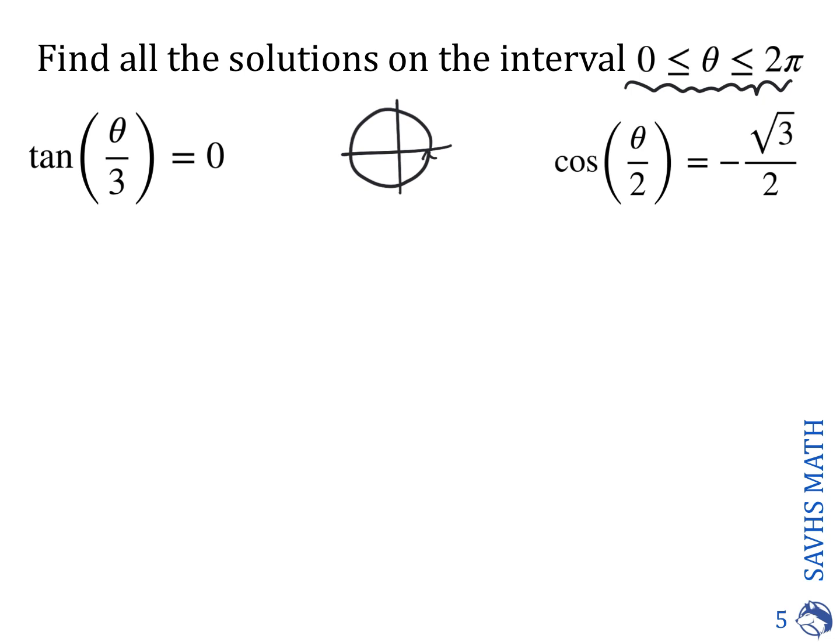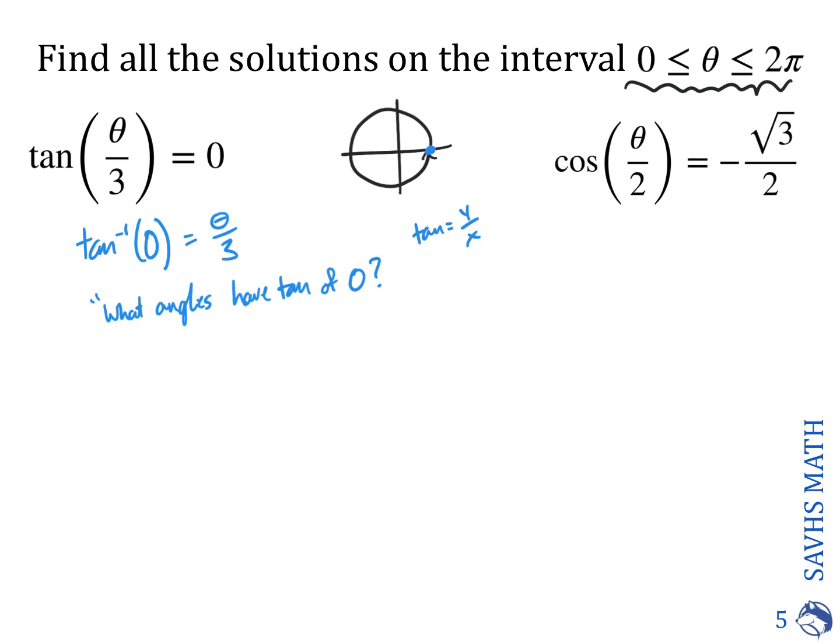Okay. So what we're figuring out for this first one is what angles give us the tangent value 0? Well, I remember that tangent is y over x. So I'm looking for the two places on the unit circle where the y values are 0, because where the y values are 0 is the only place where 0 over anything would be 0.